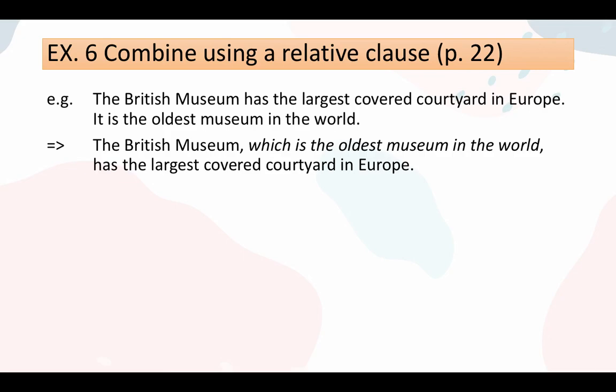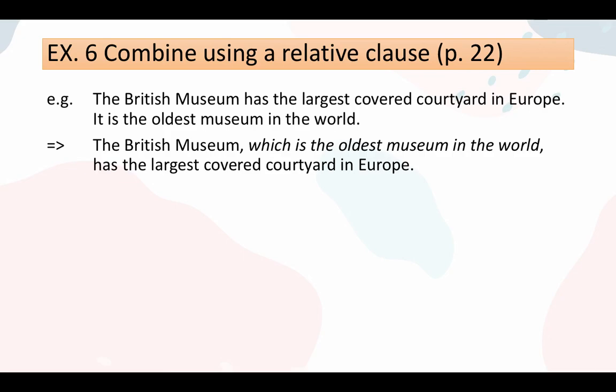Now, I've already given you an example. The British Museum has the largest covered courtyard in Europe. It is the oldest museum in the world. These are 2 sentences. Now, transformed into one using a relative clause, that would be the British Museum, which is the oldest museum in the world, has the largest covered courtyard in Europe.